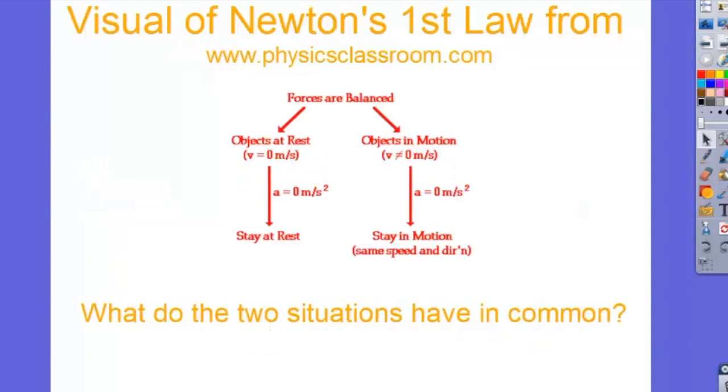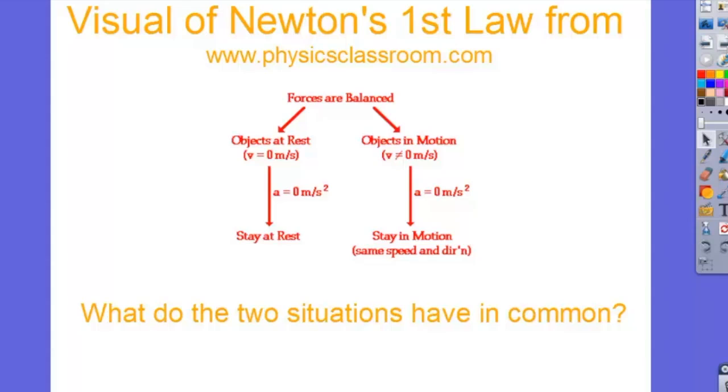The Physics Classroom has a very nice graphic. There are two options when looking at Newton's first law. If the forces are balanced, the object can either be at rest with a velocity of 0 and stay at rest, or the object can be in motion and stay in motion at the same speed and in the same direction. Most importantly, the commonality between these two situations is that they both have zero acceleration. So Newton's first law is referring to situations where we have zero acceleration, whether we're at rest or we're in motion.